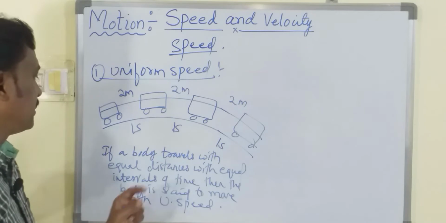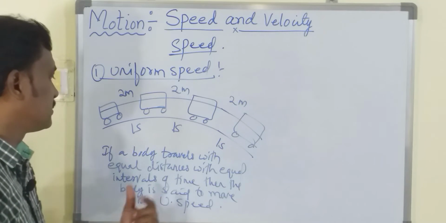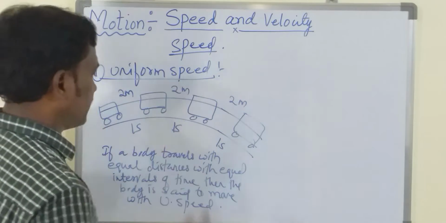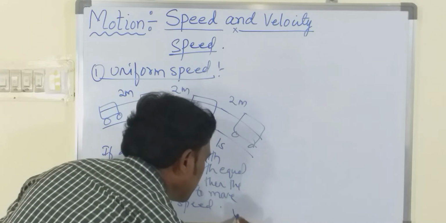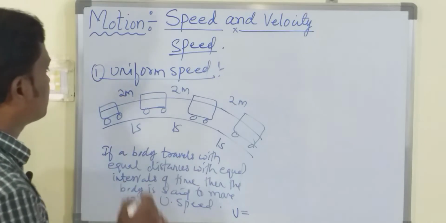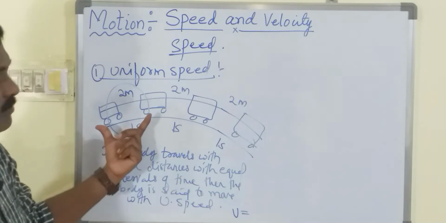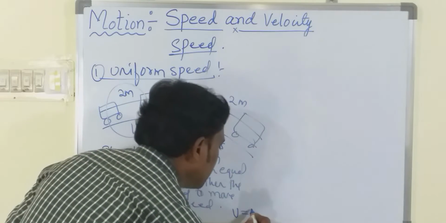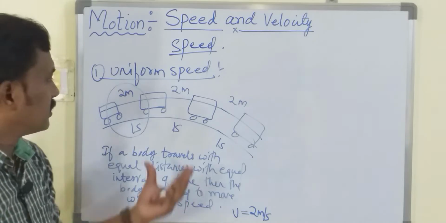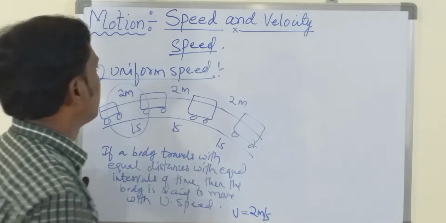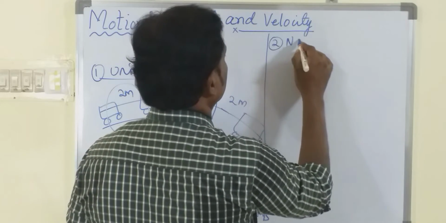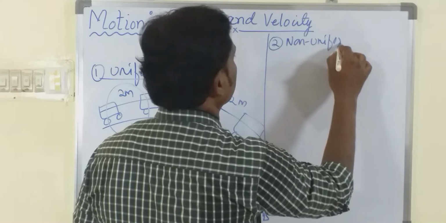If a body travels with equal distances with equal intervals of time, then the body is said to move with uniform speed. So in this case, if I ask what is the speed of this body, you can look at one particular time and you can say directly 2 meters per second. Wherever you see, you can know the time, you can know the speed. Now let us see non-uniform speed.